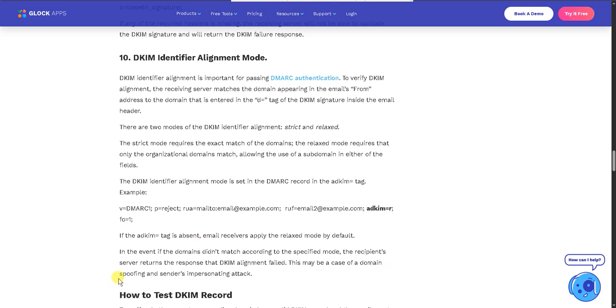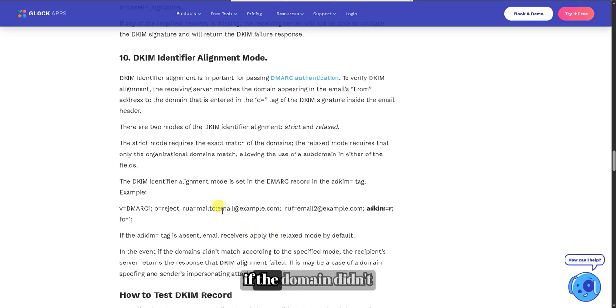For example, v equals DMARC1, p equals reject, rua equals mail2email@example.com, ruf equals email2@example.com, adkim equals r, and fo equals 1. If the adkim equals tag is absent, email receivers apply the relaxed mode by default.